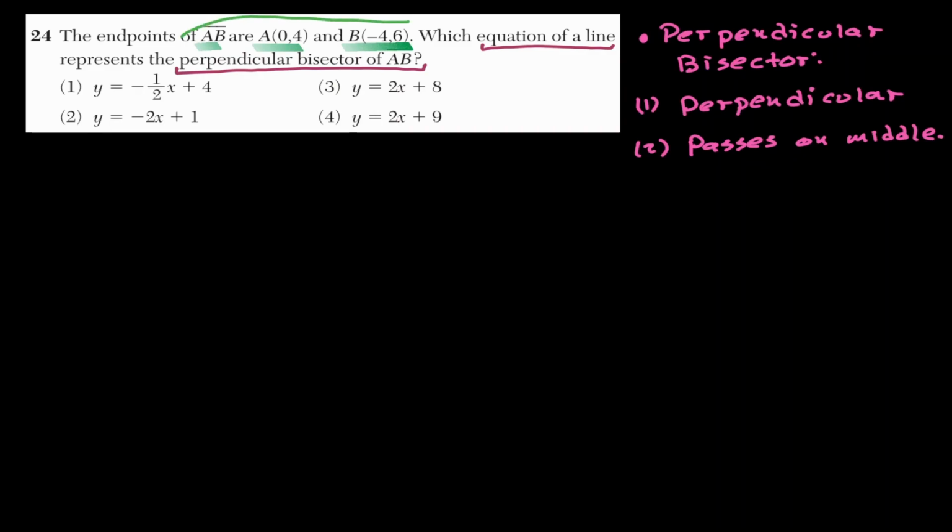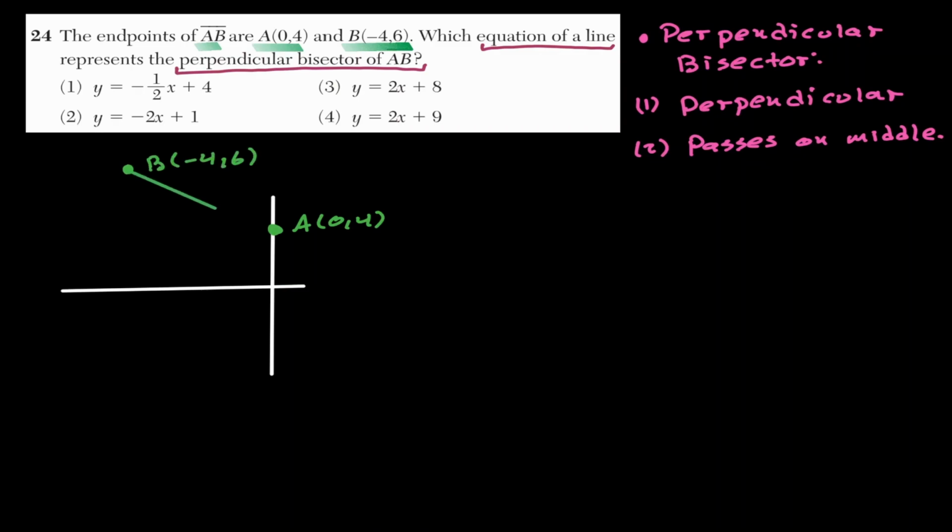So let's start by visualizing this line segment AB. Point A at (0, 4) is somewhere around here, and point B at (-4, 6) is somewhere around here. So this is the line segment that we are given. Now what we're looking for, a perpendicular bisector, must pass through the middle, and in addition, it must be perpendicular. So let's start by identifying the intersection point. If it must pass through the middle, then that is the midpoint between A and B.